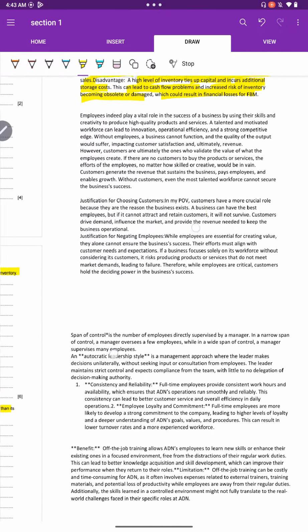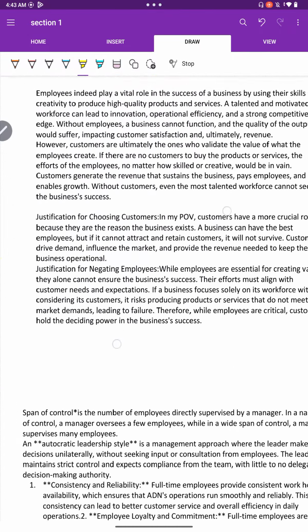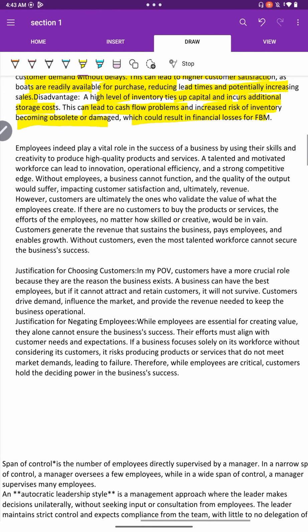Okay. So first of all, I have written about the employees, that employees indeed play a vital role in the success of business by using their skills and creativity to produce high quality product and service. A talented and motivated workforce can lead to innovation, operation efficiency. You can start your question from here.